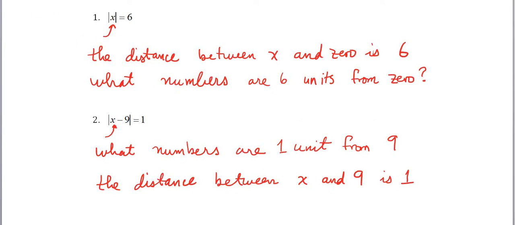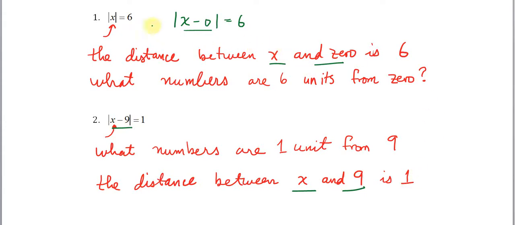And let me go back a little bit to the previous problem and just let's look at it another way. When I have the absolute value of x, we can also say this is the absolute value of x minus 0 equals 6. Okay. So this is the distance between x and 0. That's what we have in here. And in this second example, the distance between x and 9. And that's what we have going on in here, okay, is 1.